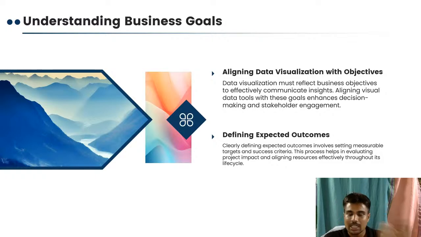Now, after identifying them, you have to go for their business goals. How will their business goals come? The first point we mentioned is aligning data visualization with objectives and defining expected outcomes. So the first point: data visualization must reflect the business objectives to effectively communicate the insights.